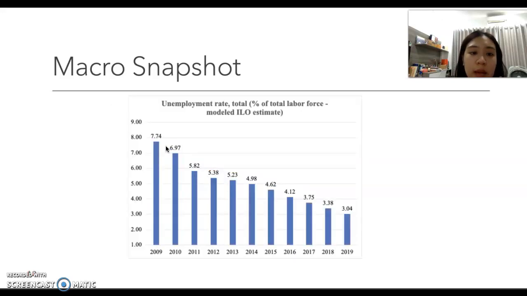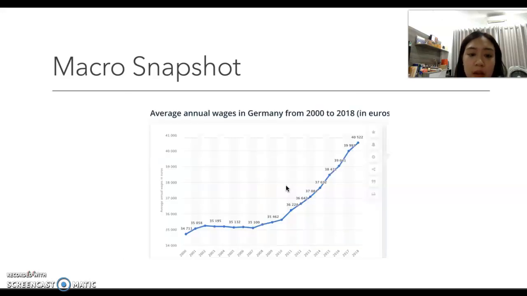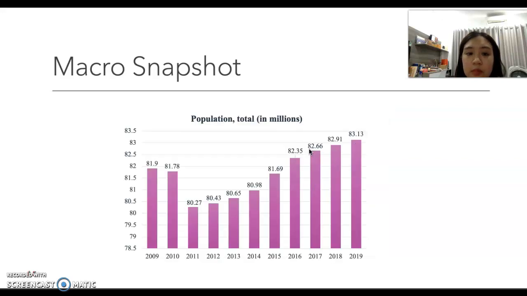Next, we will look at the unemployment rate. The overall unemployment rate of Germany has been decreasing over the last decade. After the financial recession in 2009, the unemployment rate dramatically decreased, meaning that more jobs are available and salary wages are increasing significantly. Hence, it indicates that the economy of Germany is healthy and growing over time.